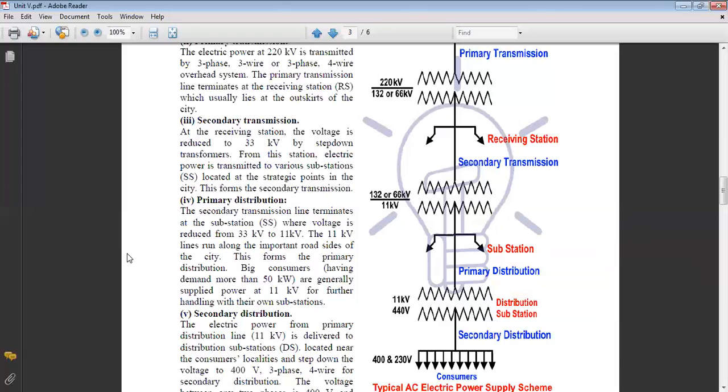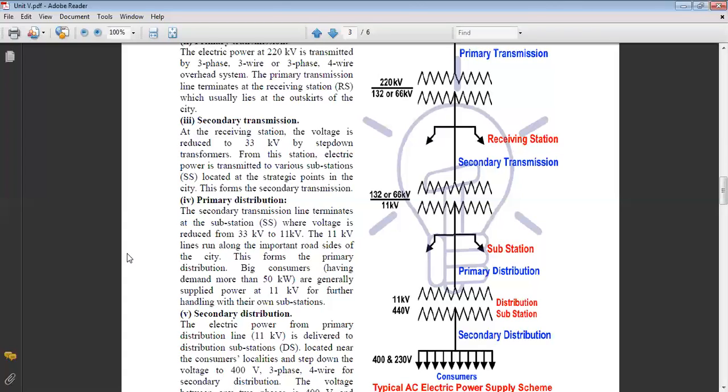Big consumers having demand more than 50 kilowatt, big consumer means industrial purpose, are generally supplied power at 11 kV or 33 kV also, for further handling at their own substation. So where the power consumption is very high, there the power is directly transmitted, that is the 11 kV is directly given to that part and they need to handle their own power. Here, next, the starting of secondary distribution.